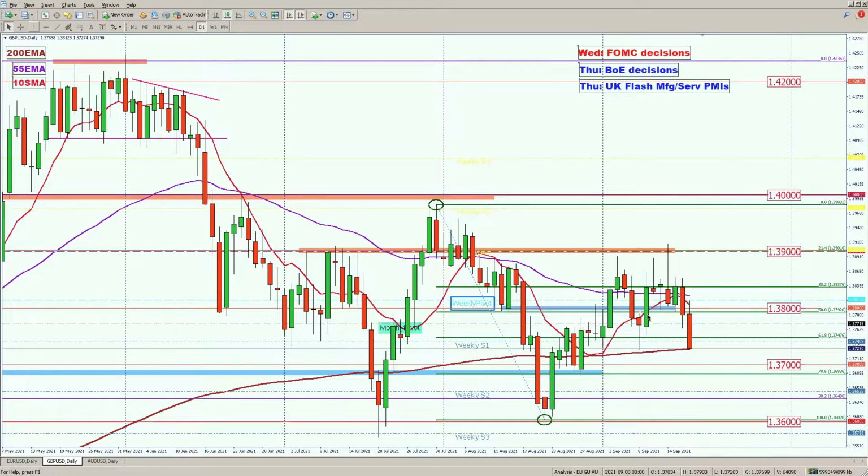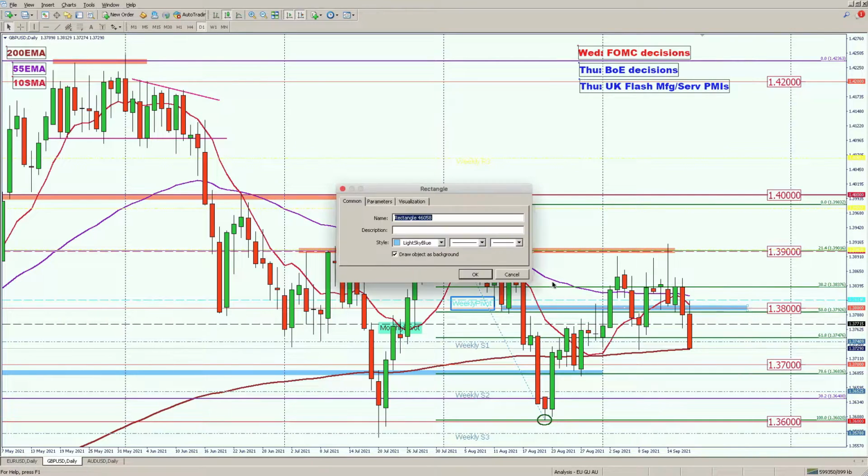And basically return back to the low of the previous week, which was at the 137.26, so right back down here. And this here now at 138 is going to be a resistance zone.